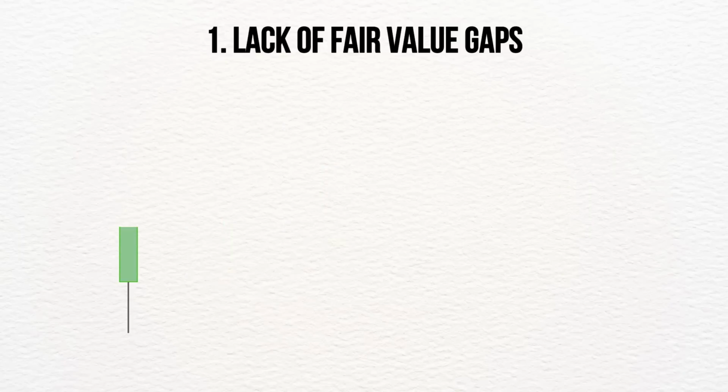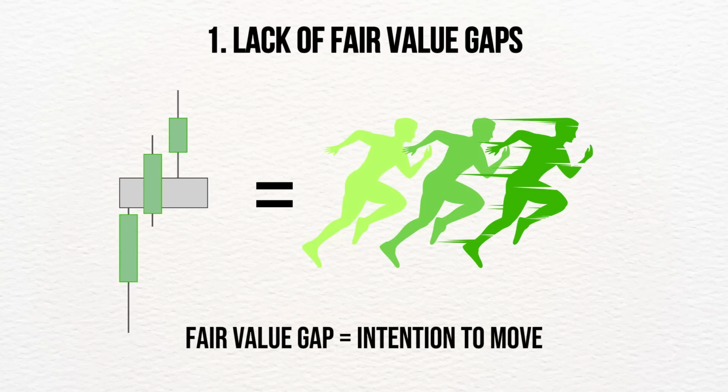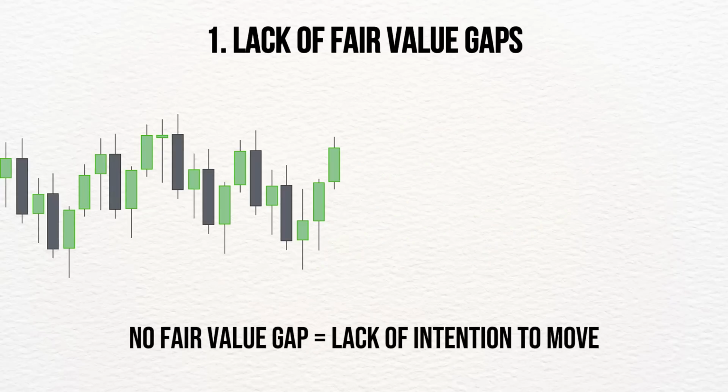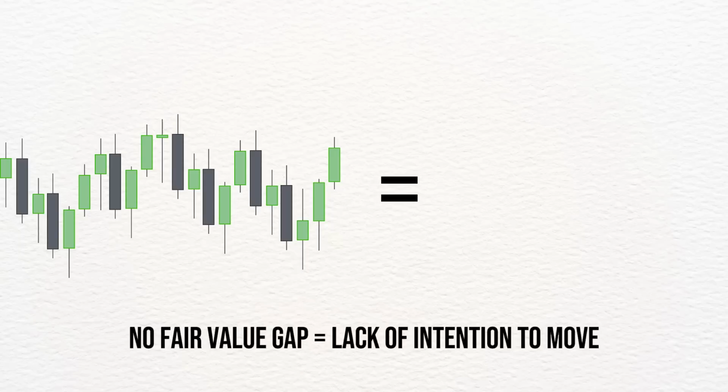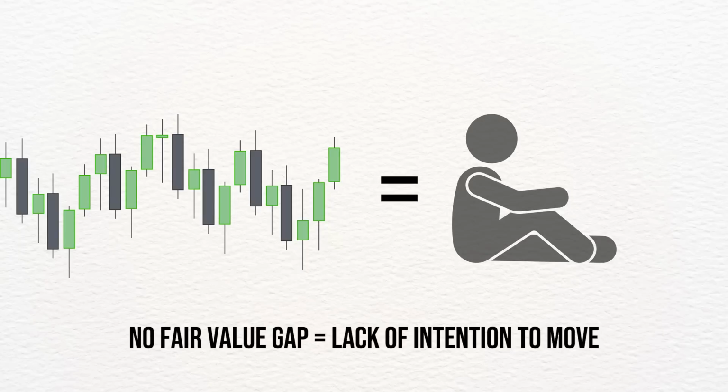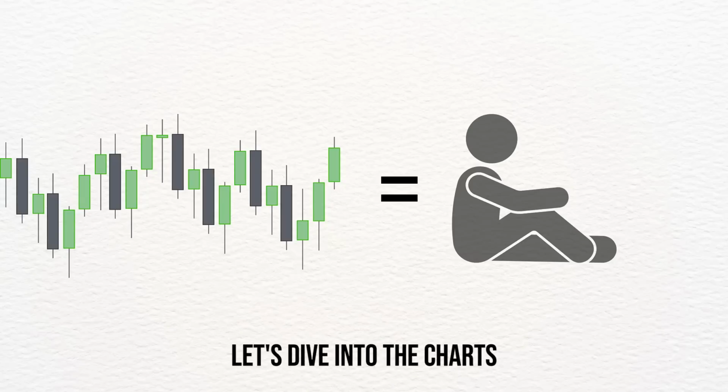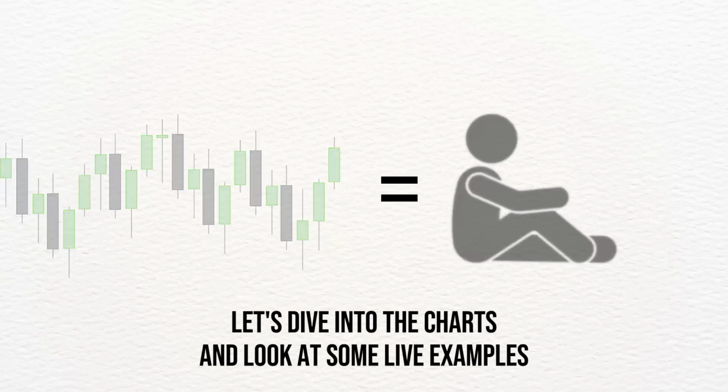Now, why is that? Well, fair value gaps show that price has intention to move. That displacement visually shows that price is aiming to get somewhere and get there fast. So when there's no fair value gaps on the chart, it shows a lack of intention to move anywhere, and we cannot work with that with our model. So now let's dive into the charts and look at some live examples.